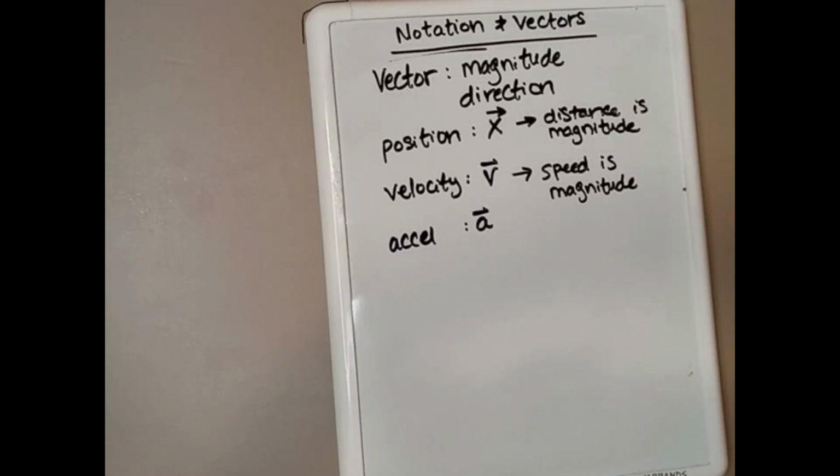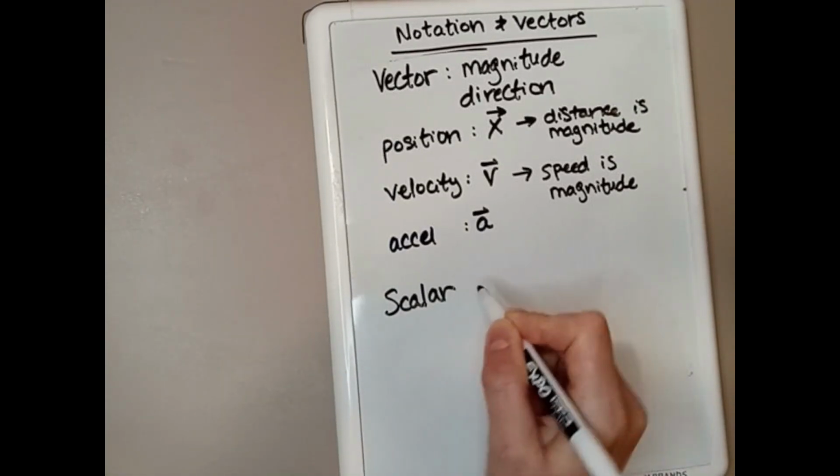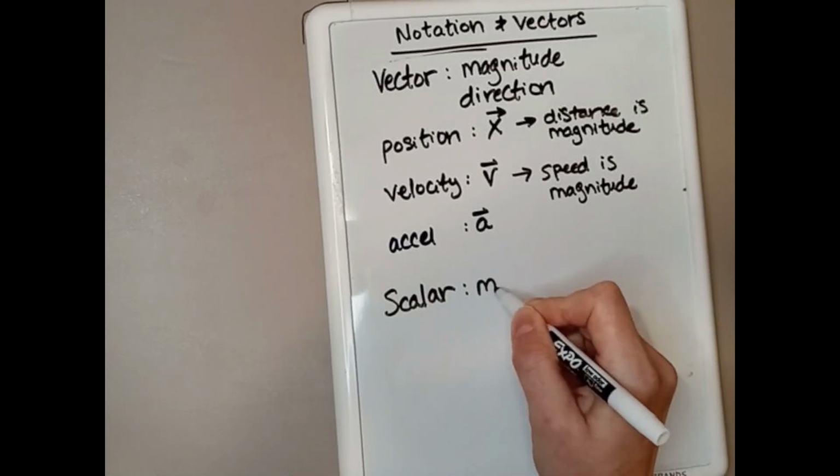Okay, so the other half of vectors is scalars. And we kind of talked about that just now with our distance and speed. So when we talk about the magnitude of a quantity, that is actually the scalar value. So that is magnitude only.